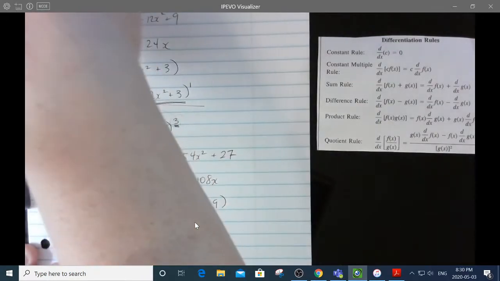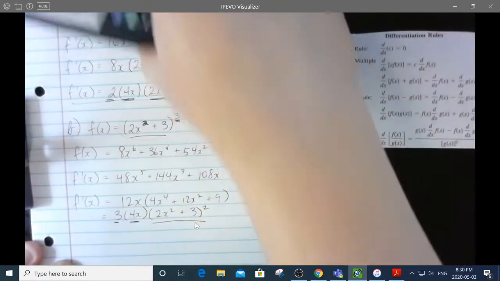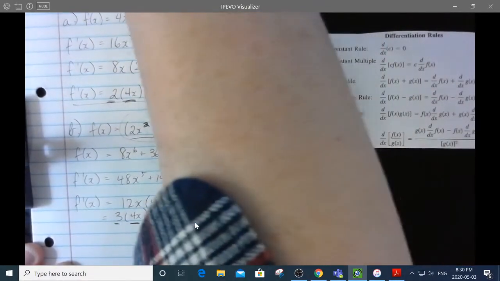And if we generalize it as a rule, hang on, I got so many cords in my way here. Cords, calculators, you name it, it's in my way.